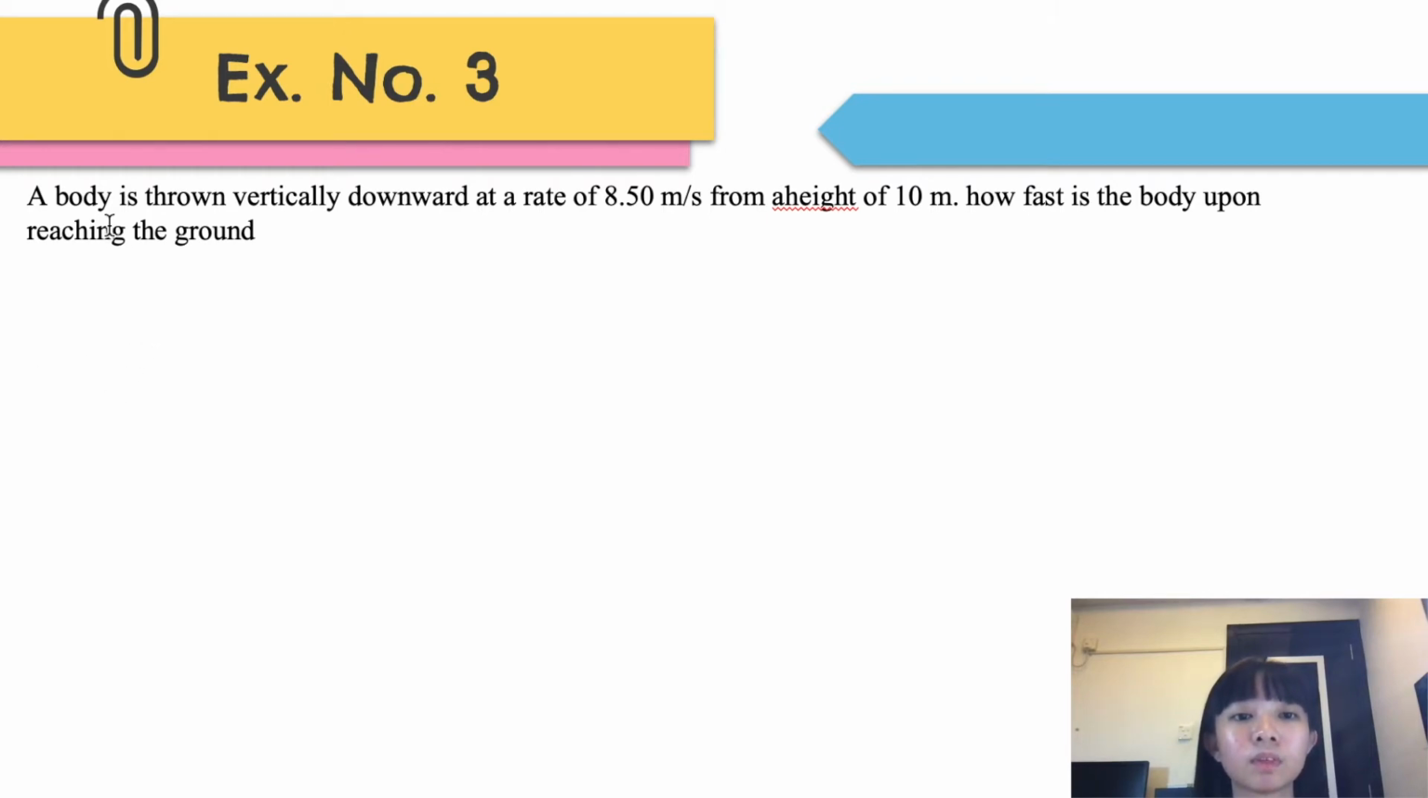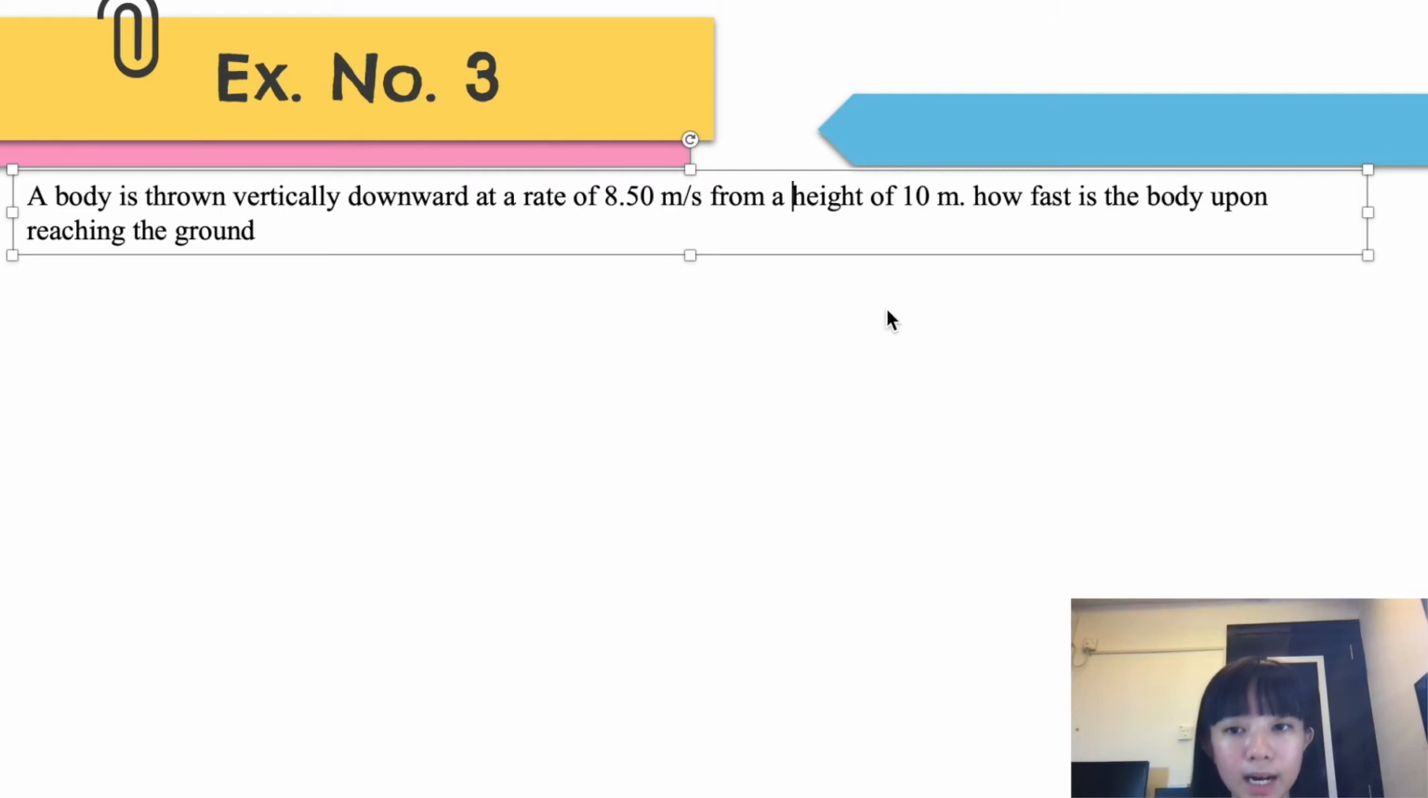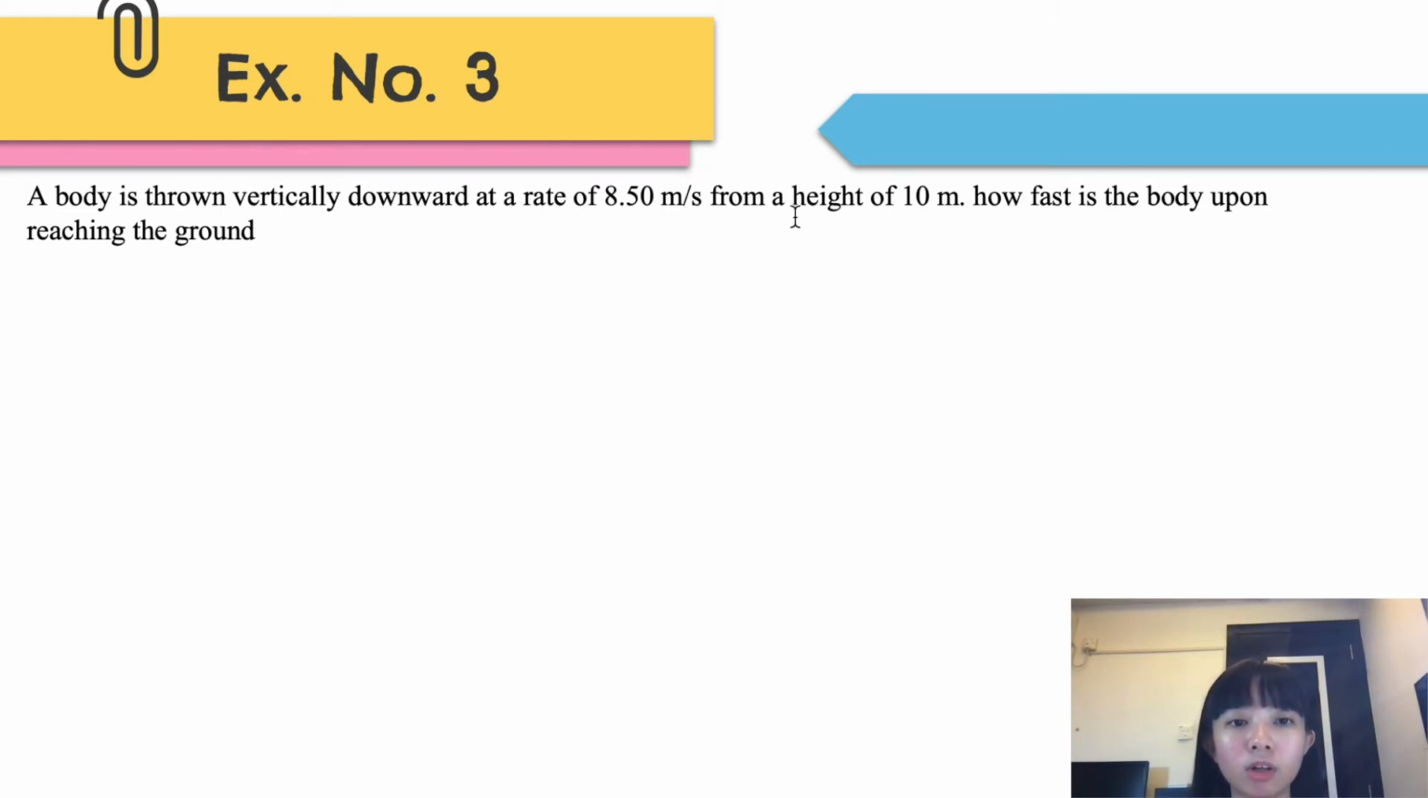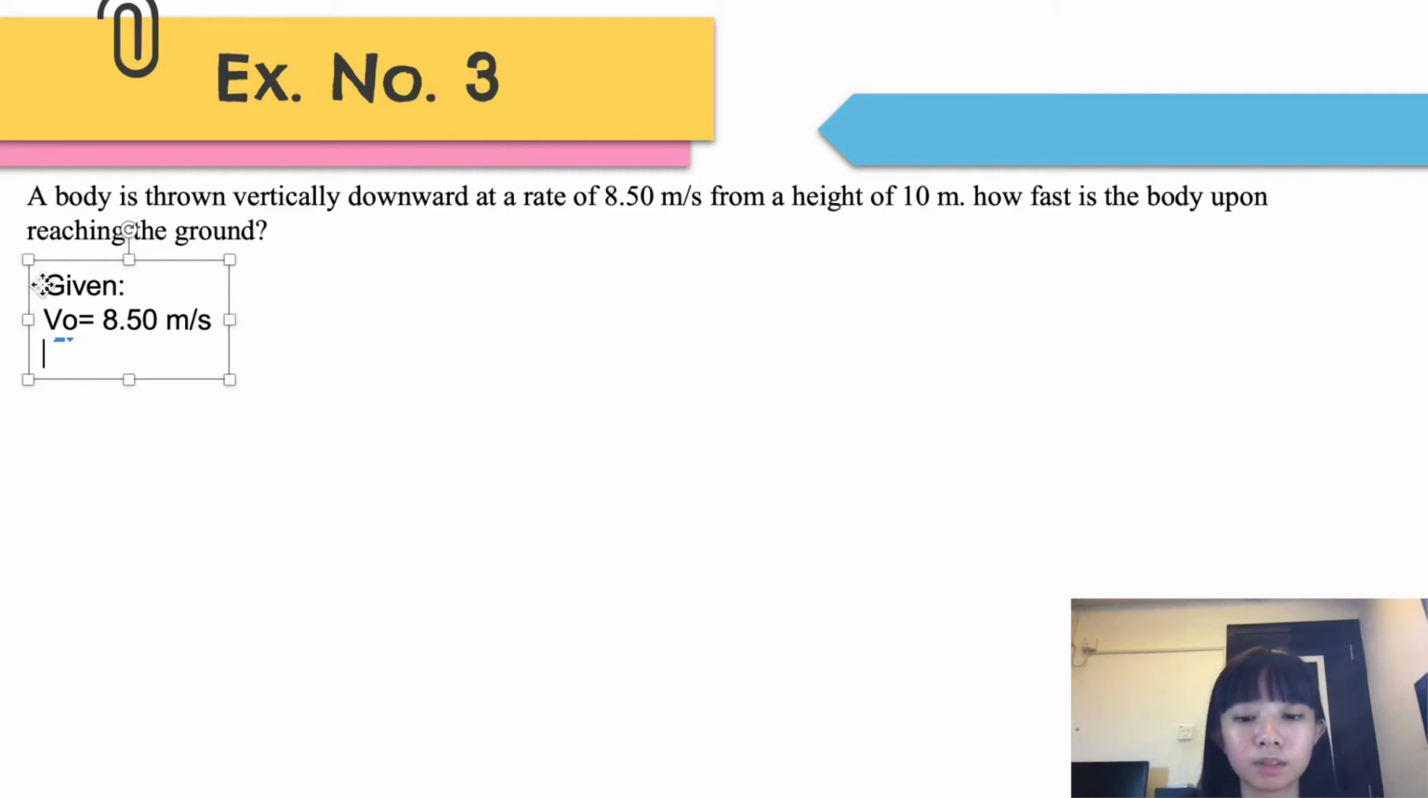Next, we have example number 3. A body is thrown vertically downward at a rate of 8.5 meters per second from a height of 10 meters. How fast is the body upon reaching the ground? We'll first write down the given. The initial velocity given is 8.5 meters per second and the height is 10 meters. Since the body is thrown vertically downward, the initial velocity will be negative, as well as the displacement. So displacement will equal negative 10 meters.